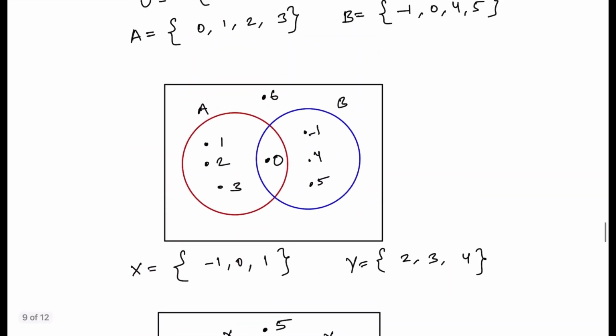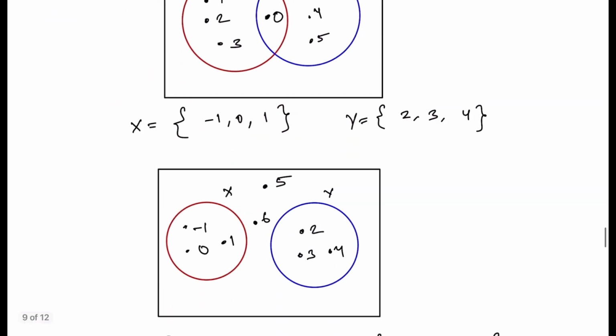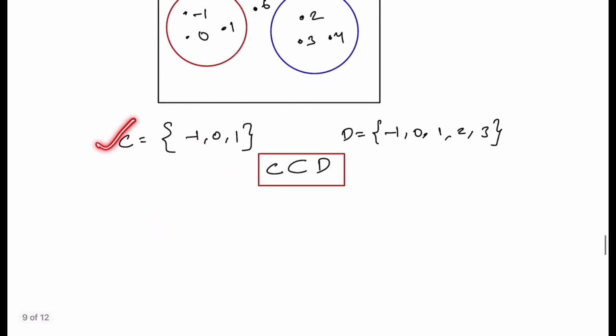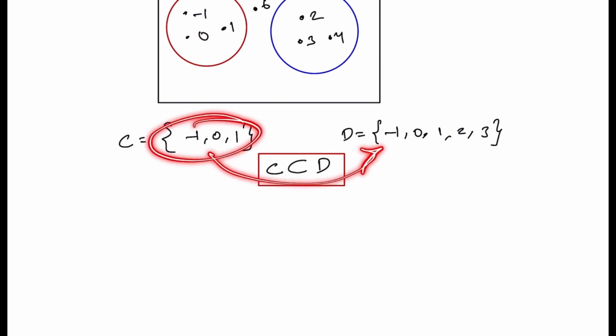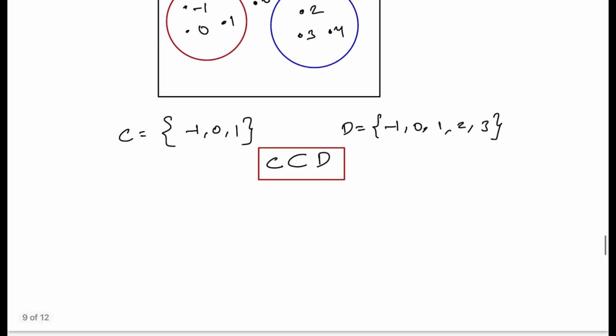Now what was the first case? In the given sets, some elements were common. Then in the second case, no elements were common. In the third case, every element of the first set belongs to the second set. That means C is the subset of D. So this is the third case.